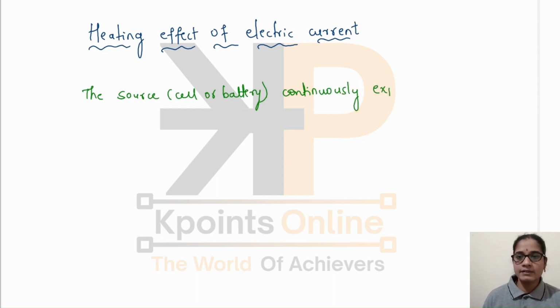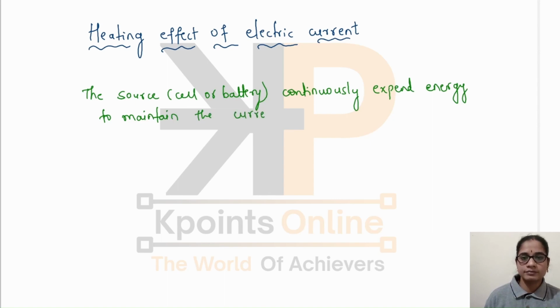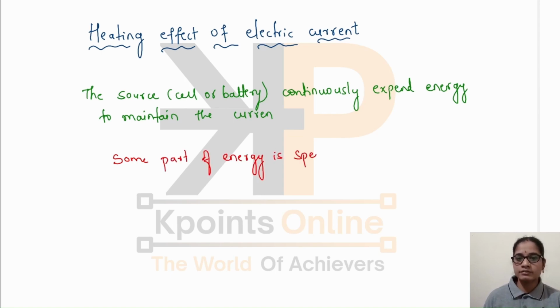Continuously expend energy to maintain the current. Some part of energy is spent to carry out the work, and rest of energy is dissipated in the form of heat.